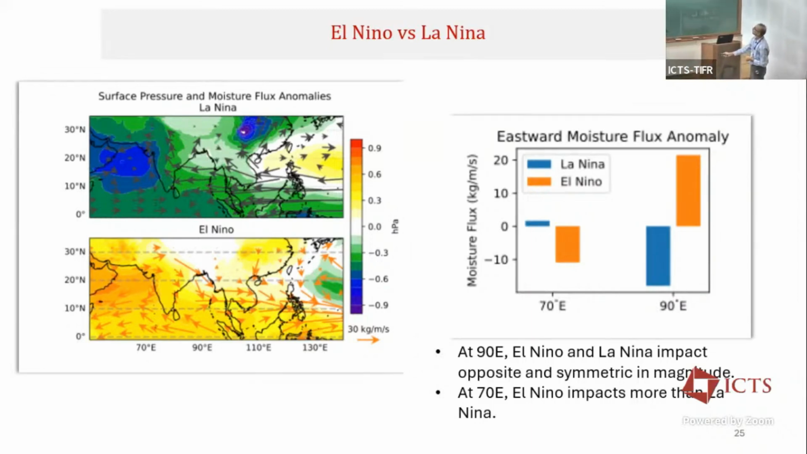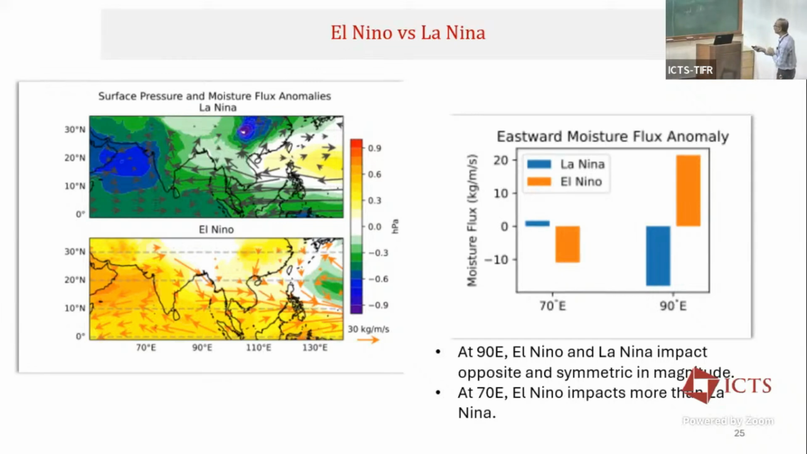So for El Nino, there's a divergence of moisture because of an anomalous decrease over this region and an anomalous increase over this region, right? For La Ninas, the anomalous decrease of the outgoing flux is of the same order as the anomalous increase during El Nino at 90 east. However, the increase in the incoming flux is not as much as the amount of decrease during La Ninas. Sorry, during El Nino.